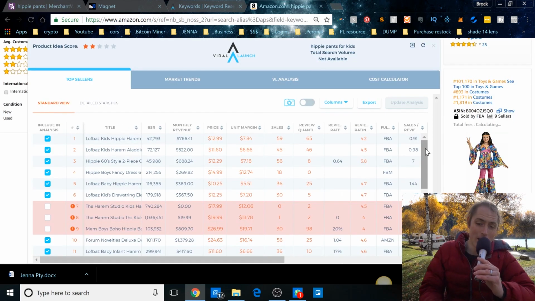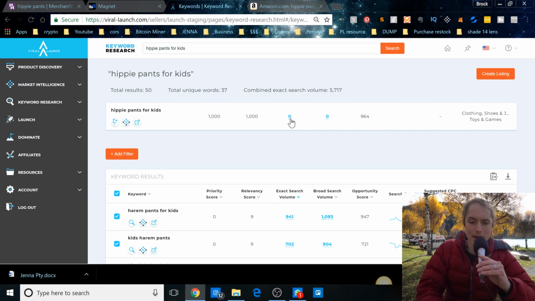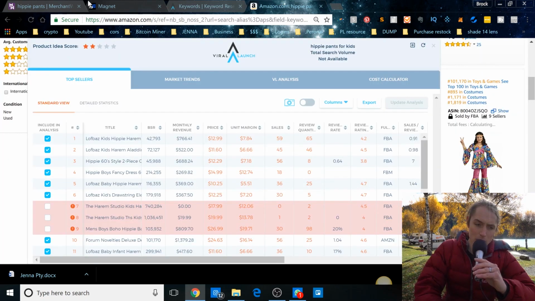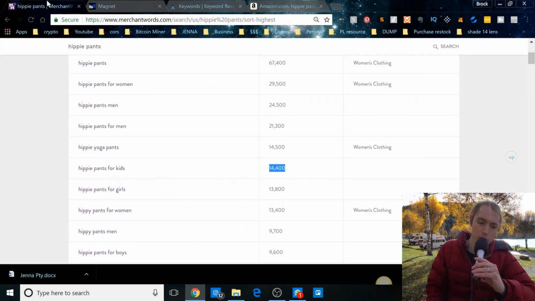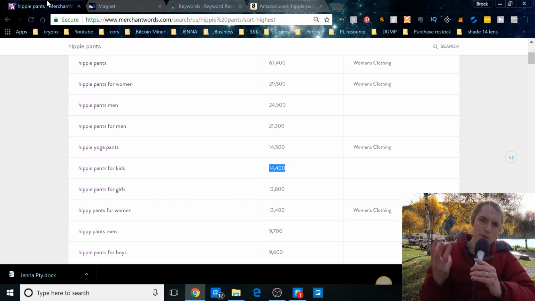We've gone and looked on Amazon for hippie pants for kids, and look, there's just no revenue here at all. When we looked at Viral Launch, also hippie pants for kids, there are zero searches, which essentially means there's nothing. There's nobody looking up hippie pants for kids, okay? Yet Merchant Words thinks that there are 14,400 people a month searching this. So don't be using Merchant Words. They are giving you related keywords, all the volume is wrong, and they are giving you false ideas of what markets one should enter into.